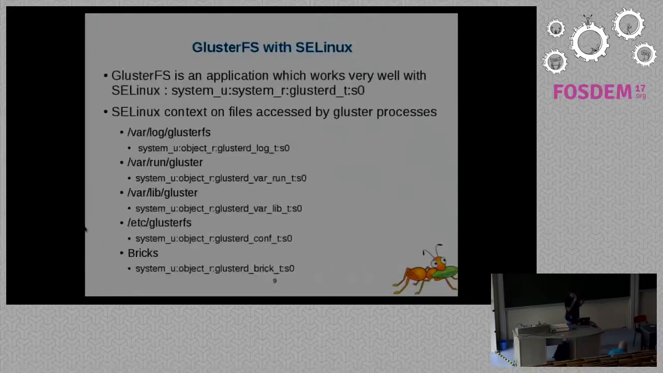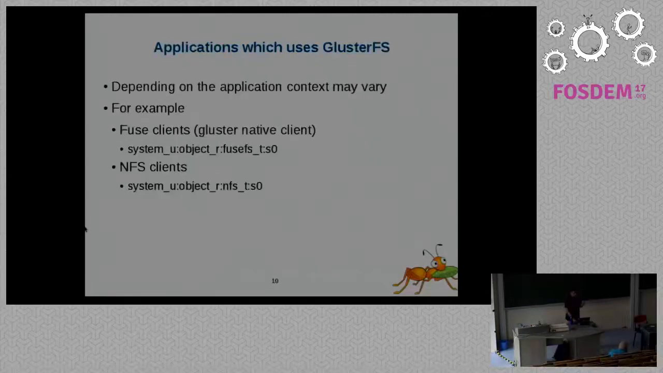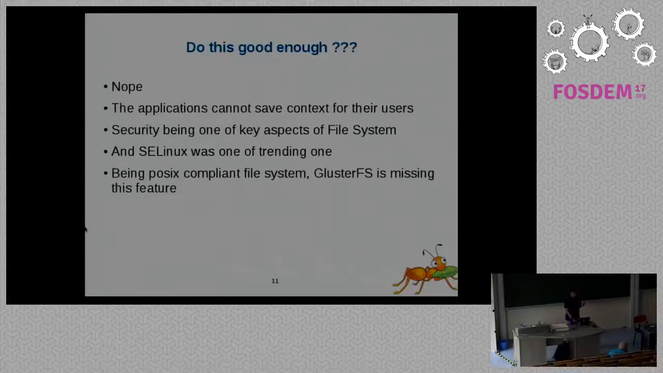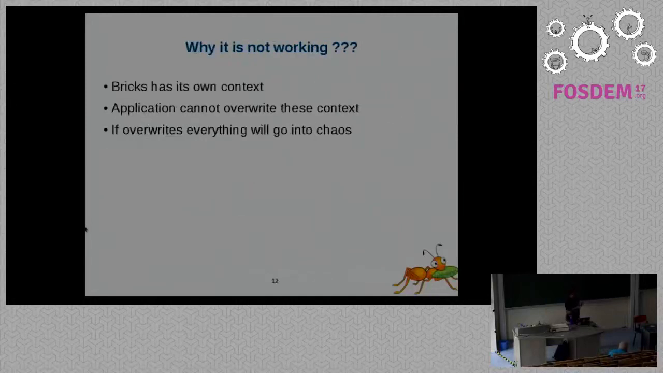Basically, as I mentioned before, each file which a Gluster process accesses has a context. So bricks have their own context. If an application tries to write a context, it will overwrite the existing brick context. So it won't work with GlusterFS processes in SELinux enabled environments. So we need to do some kind of hack.